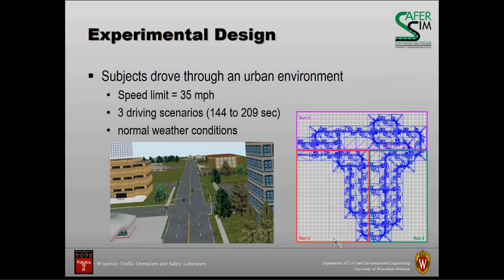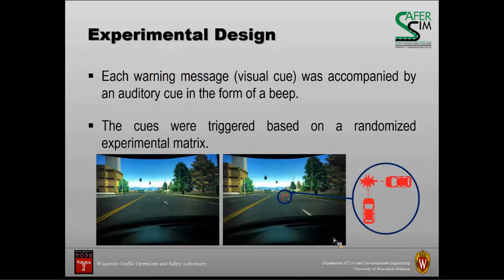So the scenario involved urban roadway cross sections, and the speed limit was set to 35 miles per hour. The driving was conducted with the simulator set to emulate normal weather conditions, day driving, good visibility, no rain or snow. The drive was 2.5 miles long, and we split that into 3 small runs because of concerns of simulation sickness. And each run took on average 144 to 209 seconds.